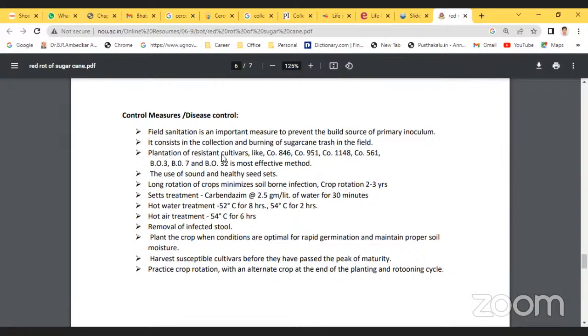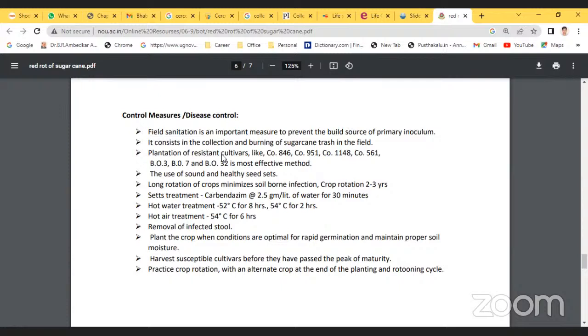Long rotation of crops minimizes soil-borne infection. Crop rotation of 2 to 3 years. Set treatment is with Carbendazim, a fungicide, 2.5 grams per liter of water for 30 minutes. The hot water treatment is 52 degrees centigrade for 8 hours or 54 degrees centigrade for 2 hours. Hot air treatment is 54 degrees for 6 hours. Removal of infected stools.